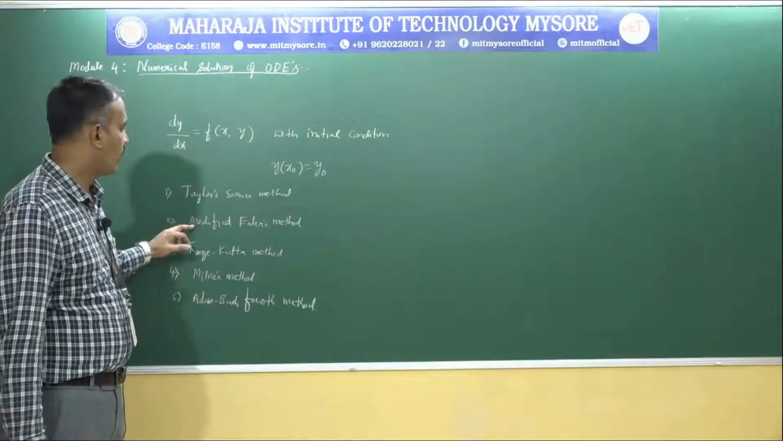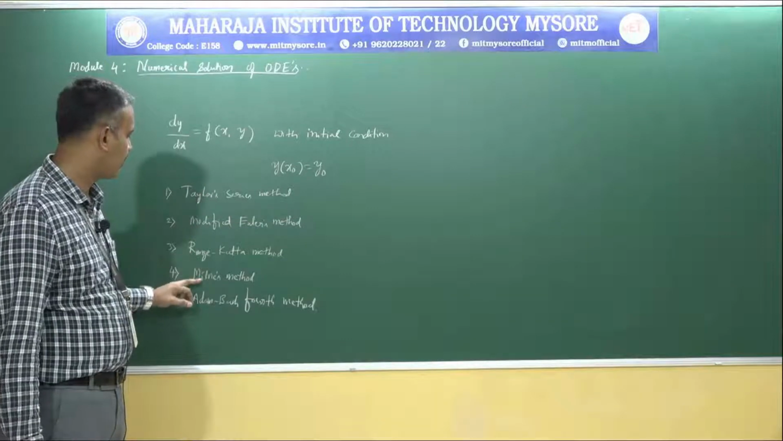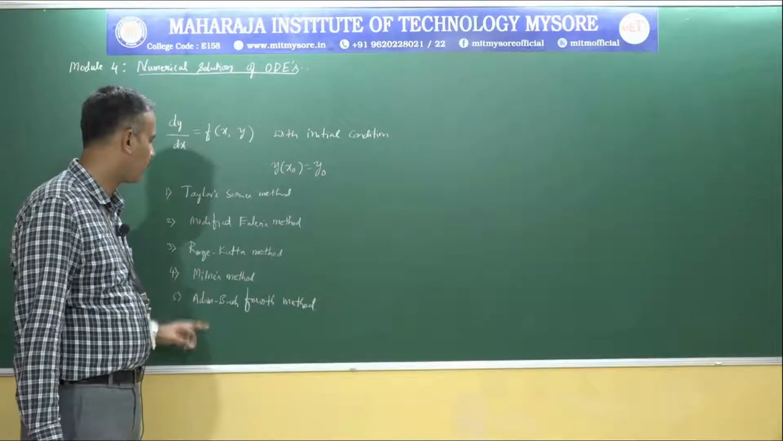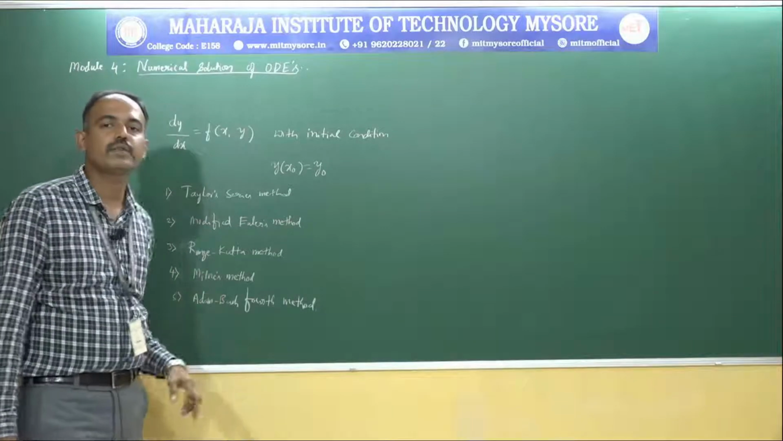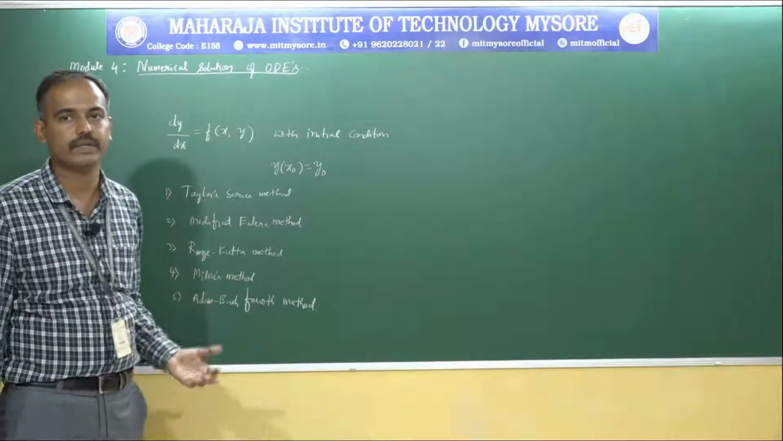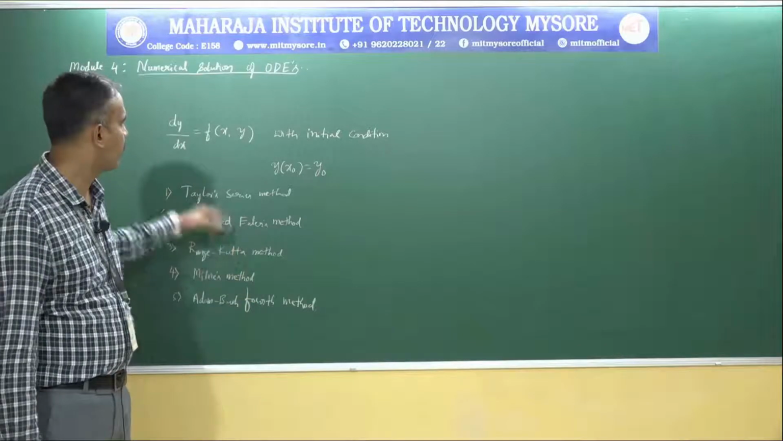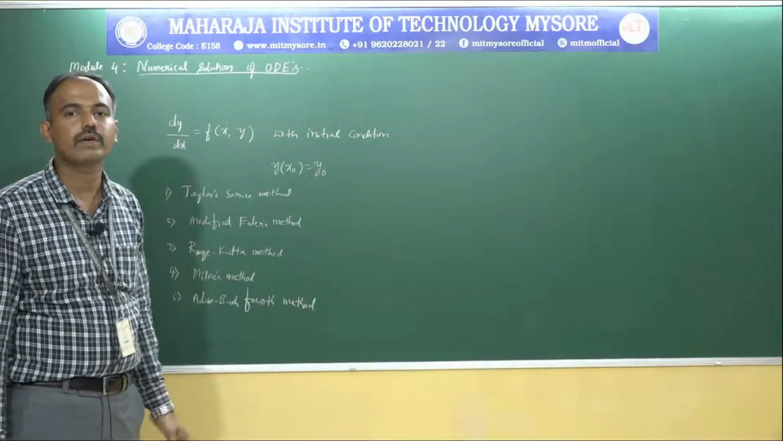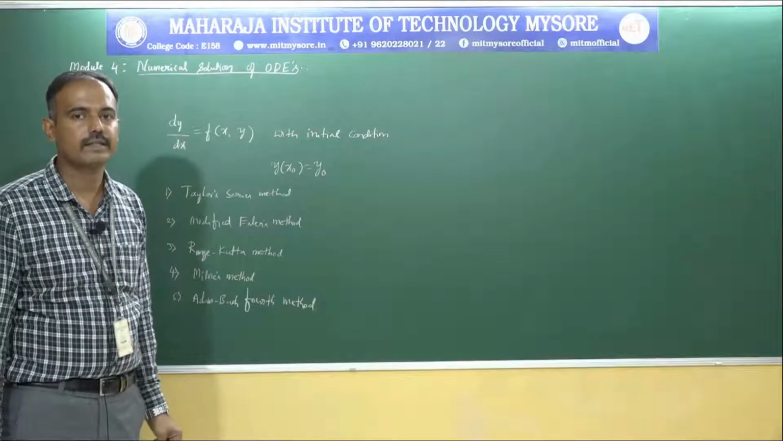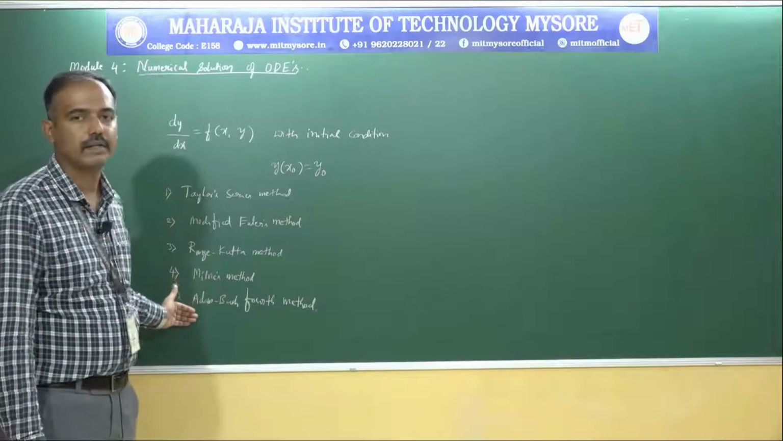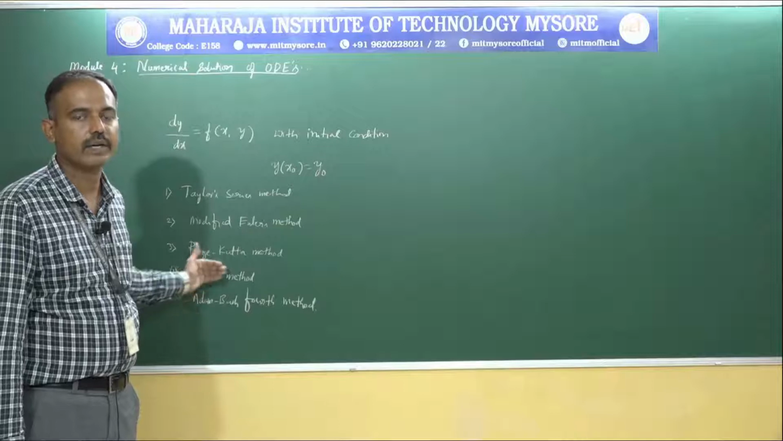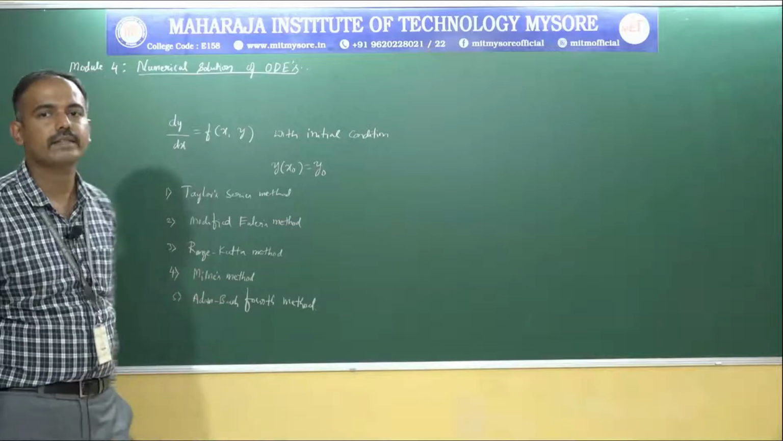Next, Euler's method, Runge-Kutta method, Milne's method and Adams-Bashforth fourth method, all these various methods use multi-step examples. We can estimate the solution, that is, we can find the y value at a particular point of x by using the multi-step expansion concept. That will be the important thing here.